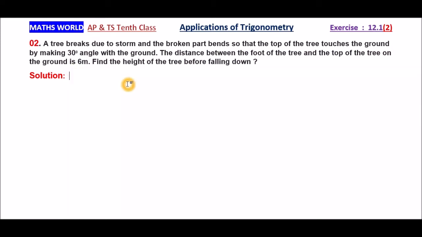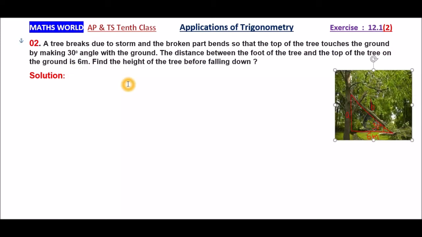Solution. See this image, you can easily understand. This is a tree. The tree breaks here due to the storm, and this is the broken part. The broken part bends so that the top of the tree, this is the top of the tree, after breaking touches the ground, here, making a 30 degrees angle here with the ground.